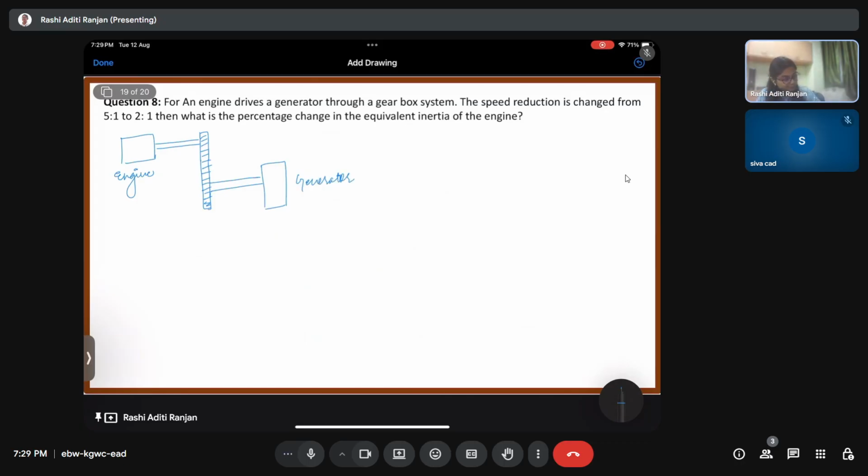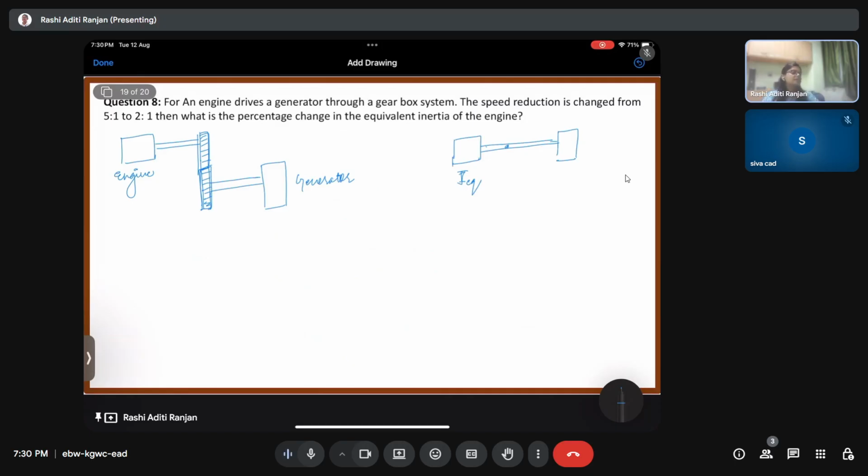Now, if you remember, this was discussed in the class as well, that for this kind of system, we transform the system in such a way that we can model it something like this: the engine and generator are actually mounted on the same shaft, and for that we evaluate J equivalent for the engine.